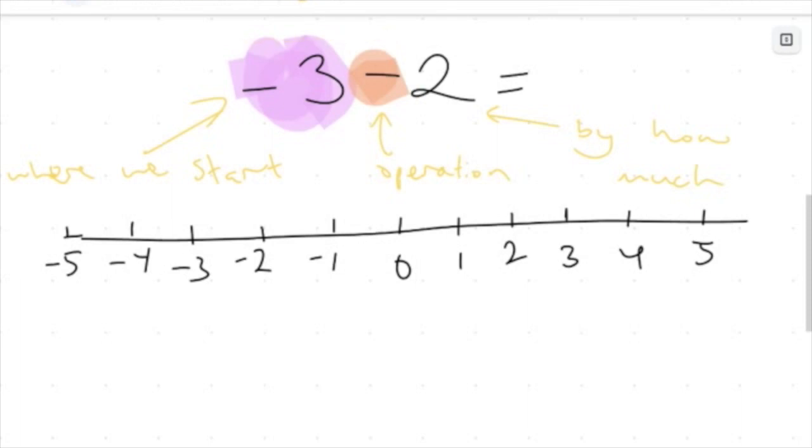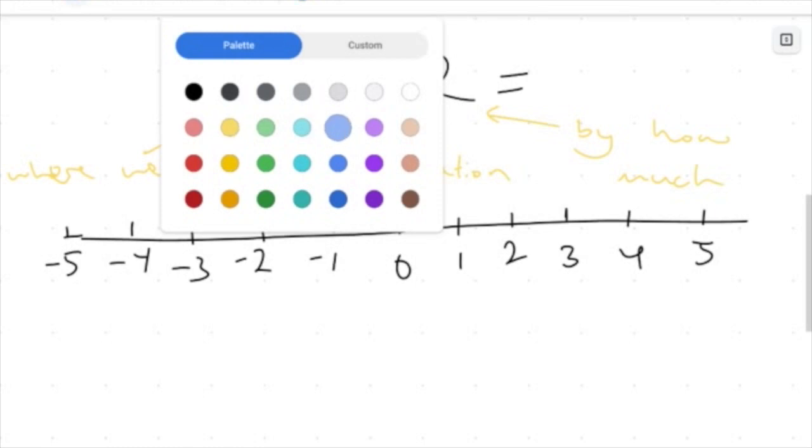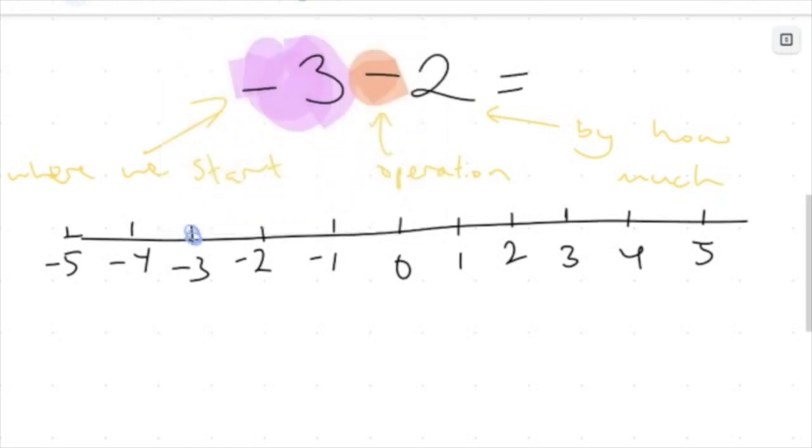We're starting at negative 3. So where's that going to be on my number line? Well, it's going to be down here, right? So I found my starting point. I want to now look at the operation. Am I making my number bigger or am I making it smaller? And because I'm subtracting here, I'm making it smaller. That tells us the direction. So I'm going to be going in this direction because I'm making this number smaller. I'm going in the smaller direction.